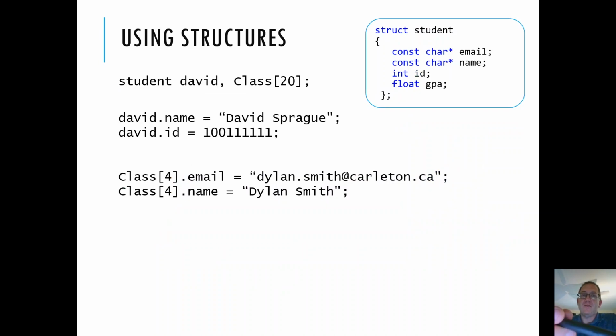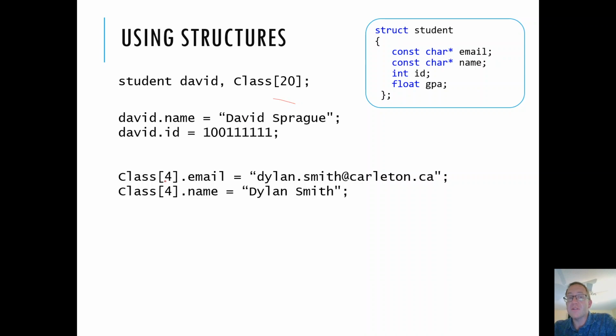So here's student david, and here's a class of size 20, all of which are students. If I want to set David's name, I could say david.name is equal to David Sprague. I will point out these strings are not quite right, but that's fine. They'll be right in here because I have a constant character pointer, so I'm pointing to some string named David Sprague. I have an ID, and I can set the ID to just say this number here.